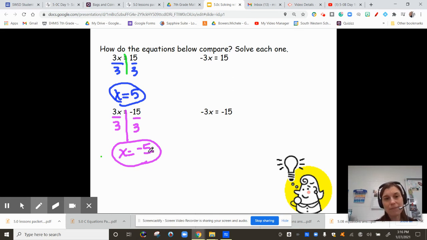Now this one gets a little more tricky because people get stuck. So I have negative 3 times x. Well, I don't want you to get too confused. Here's what you're going to do. You're just going to divide by the number that is in front of the x. And the number in front of the x this time is a negative 3.